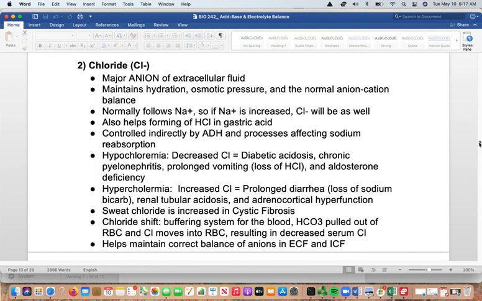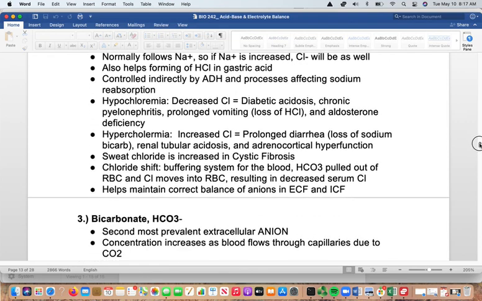Hypochloremia is associated with diabetic acidosis, chronic pyelonephritis, prolonged vomiting because of the loss of stomach acid, and aldosterone deficiency. So that's going to be a decrease in chloride levels. Hyperchloremia is going to be an increase. This would be associated with prolonged diarrhea because of the loss of sodium bicarbonate, renal tubular acidosis, adrenocortical hyperfunction. So sweat chloride is increased in cystic fibrosis. So individuals with cystic fibrosis tend to have thicker mucus.